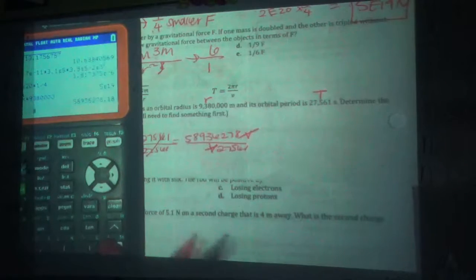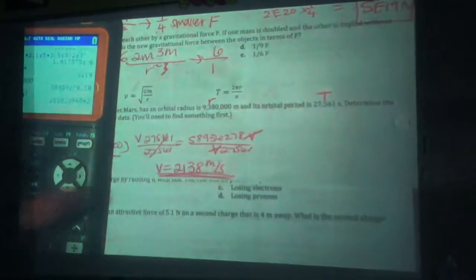27,561 equals 2 pi r, that big number, over v. So I'm going to put that into my calculator, 2 pi times the r. That's a very large number. Over v equals the 27,561. All right, now my unknown is on the bottom, so I'm going to multiply that up like this. And then I need to divide by the 27,561. That gives me that my velocity is 2138 meters per second.